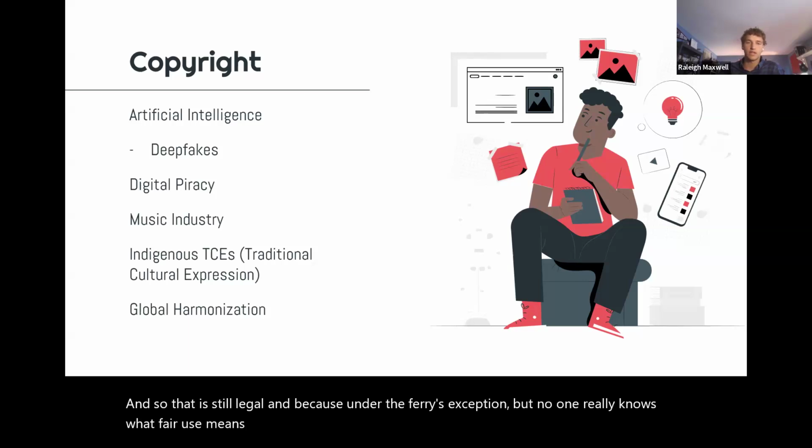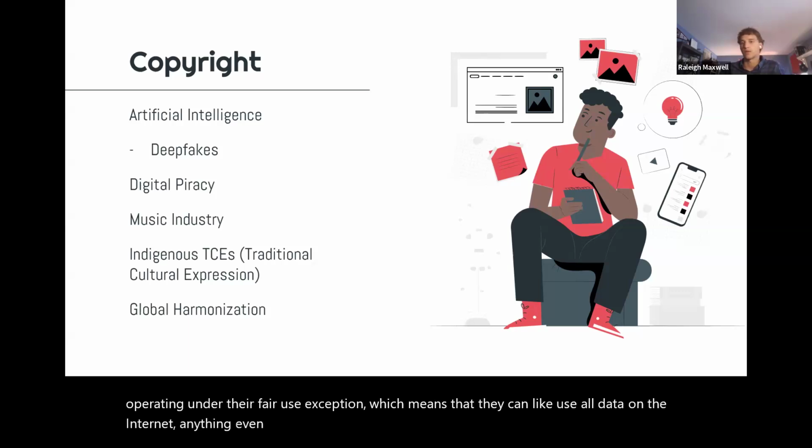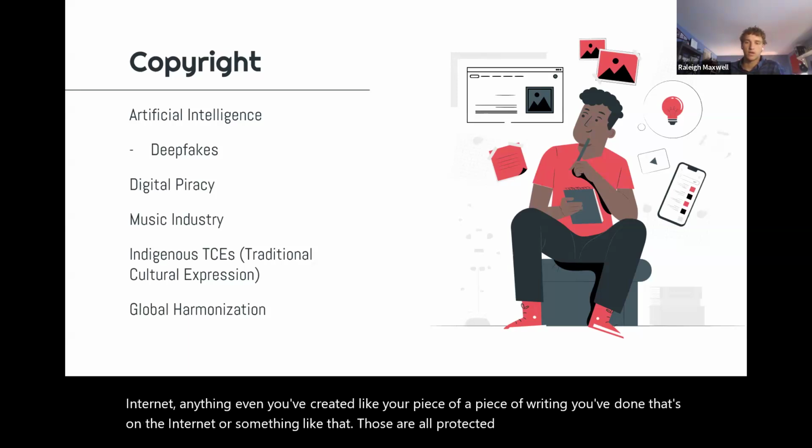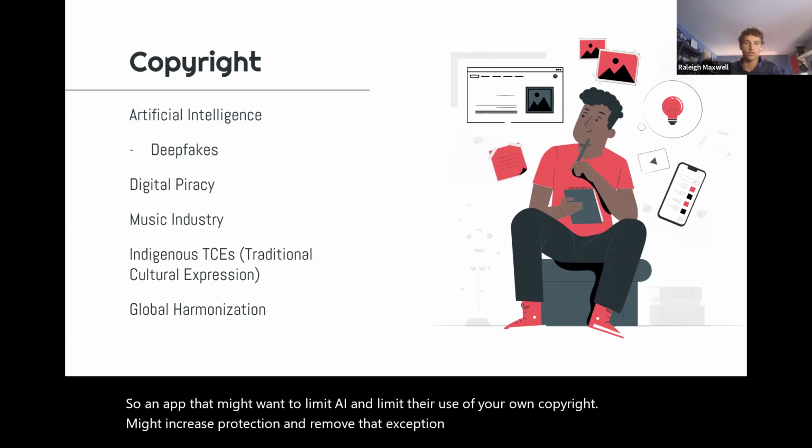So AI companies that are using these large language models are operating under the fair use exception, which means that they can use all data on the internet, anything you've created, like a piece of writing you've done that's on the internet. Those are all protected under the fair use exception. So an app that might want to limit AI and limit their use of your own copyright might increase protection and remove that exception for artificial intelligence.